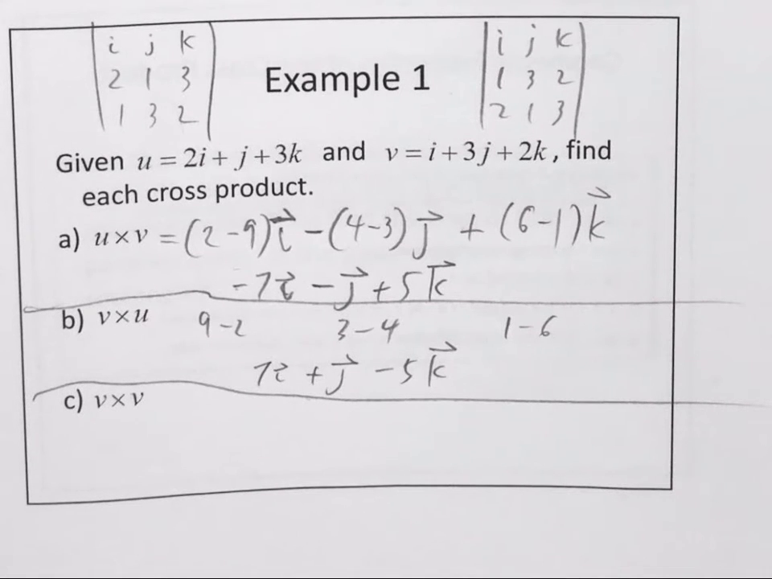What's going to happen if I do v cross with v? So v cross with itself.